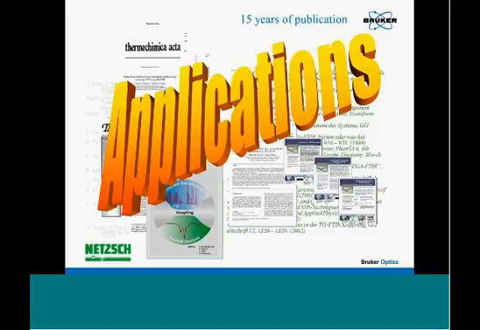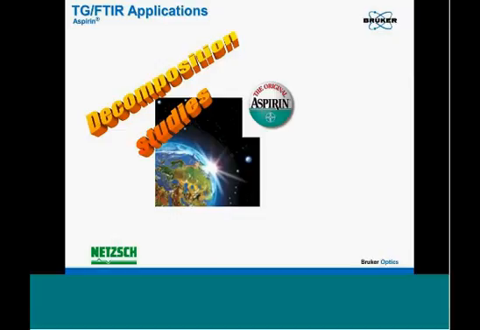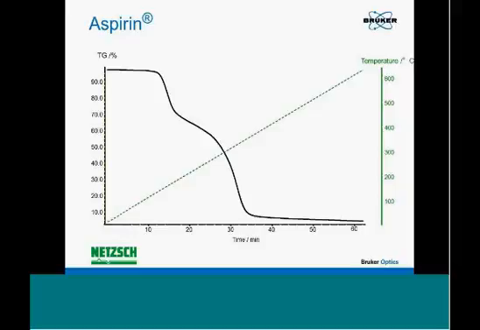Okay, now let's talk about applications, how we can really do the measurements, and what kind of examples there are. The first example deals with the decomposition of aspirin. When you decompose aspirin, this is how the TG curve looks: weight loss versus time.